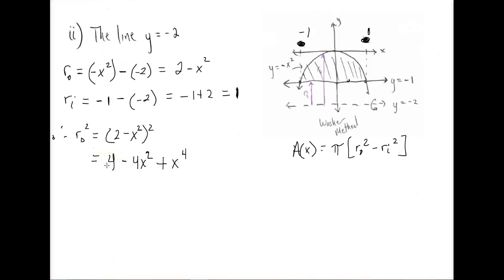So that's what the outer radius squared is. The inner radius squared will be just 1.